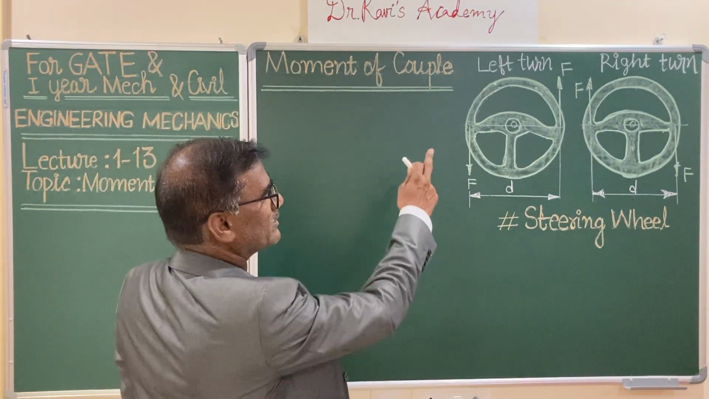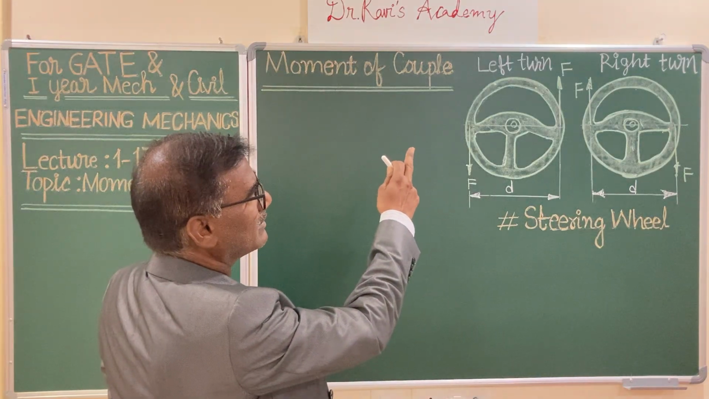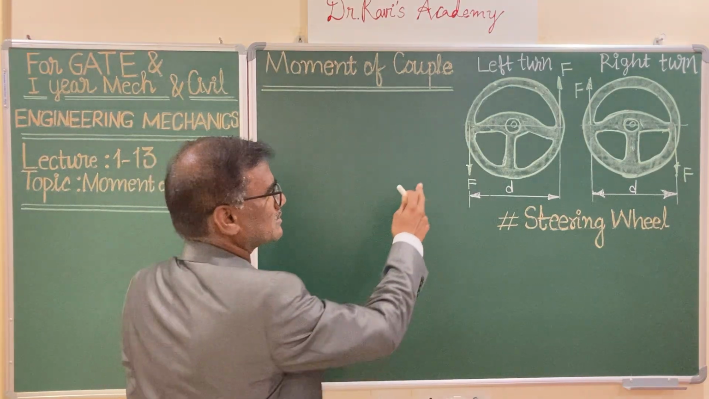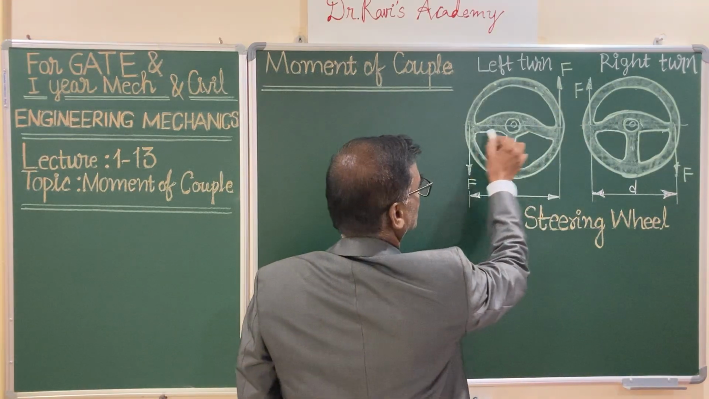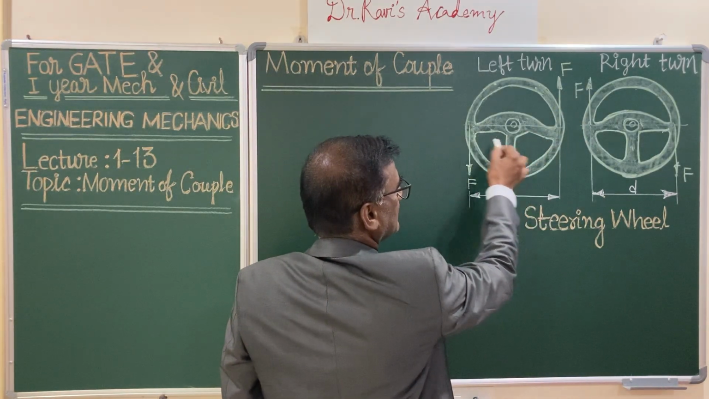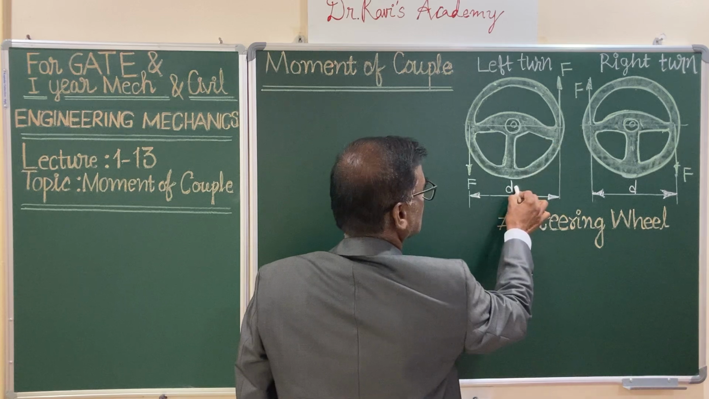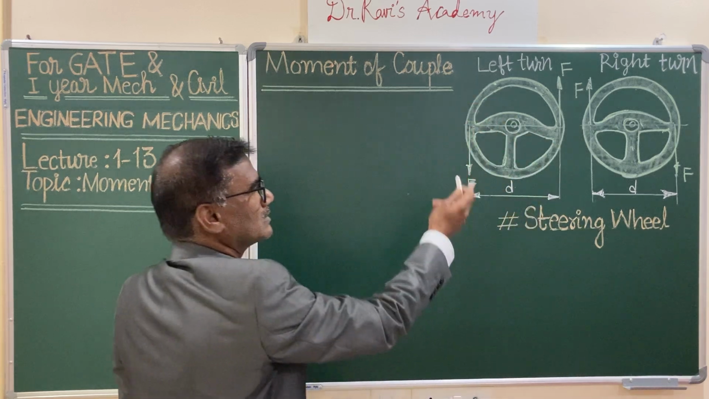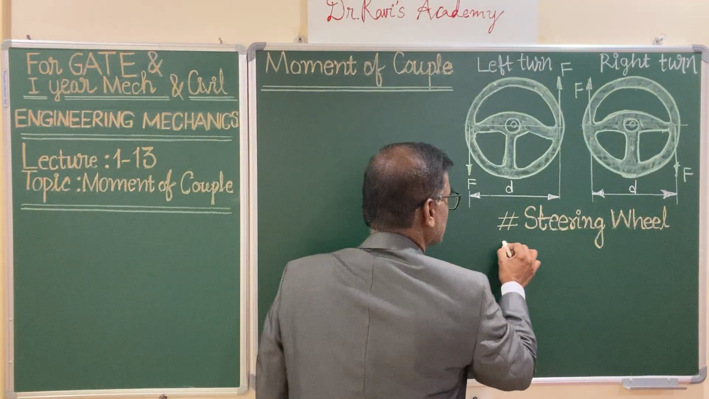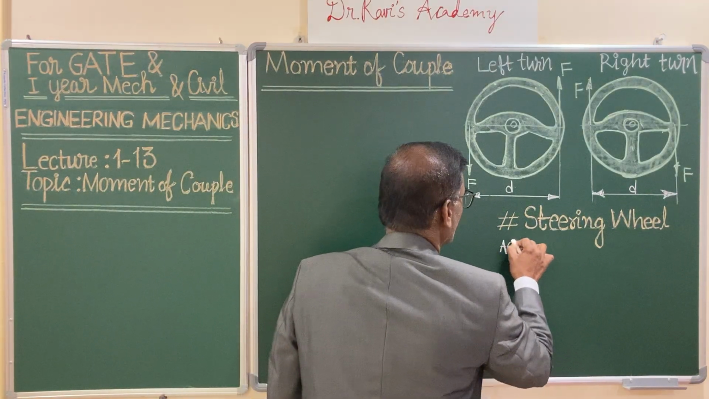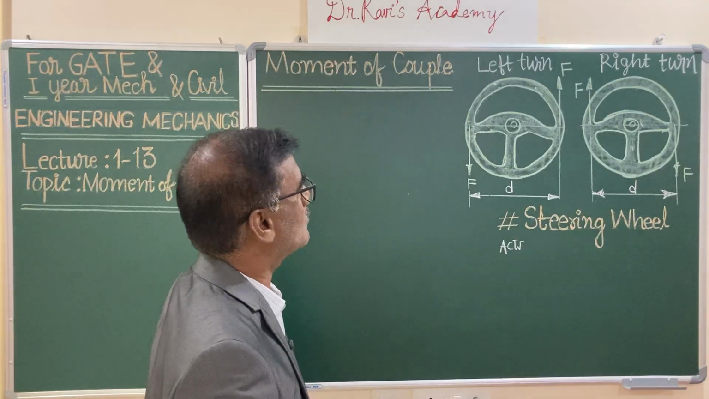As you know, when you are negotiating the steering wheel to a left turn, you are supposed to apply the forces F and F. Both are oppositely directed and separated by some distance, and this leads to you rotating that in anti-clockwise direction. So this is anti-clockwise movement. The moment contributed is anti-clockwise.